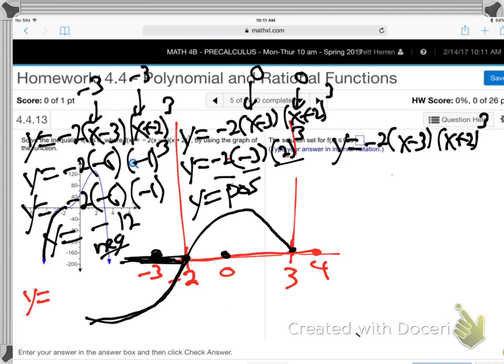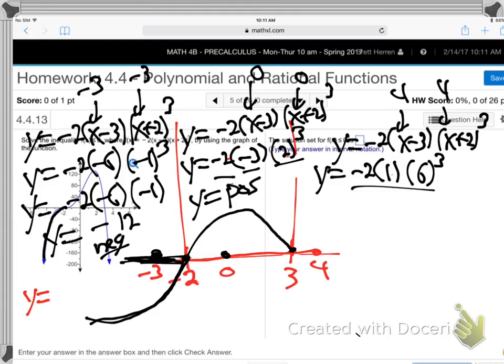Around the screen, yeah. So plug in 4, and we get minus 2 times 1 times 6 cubed. Is that positive or negative? Right? Negative times positive, negative. It's down here for the whole section. Okay, now what is it?